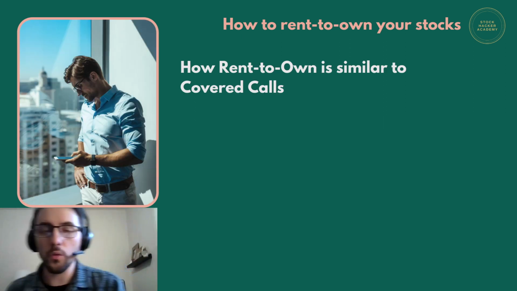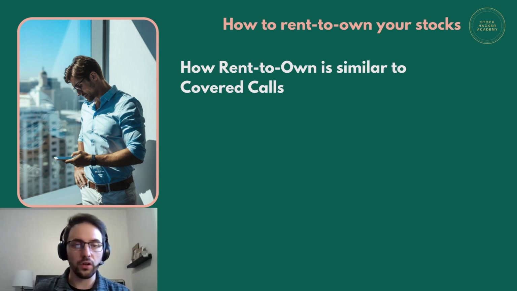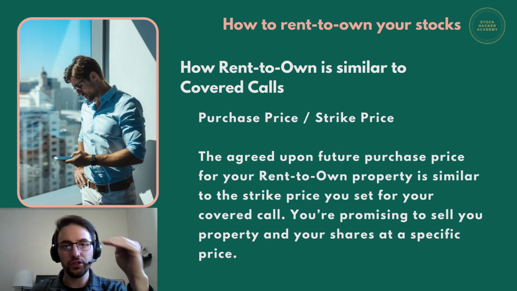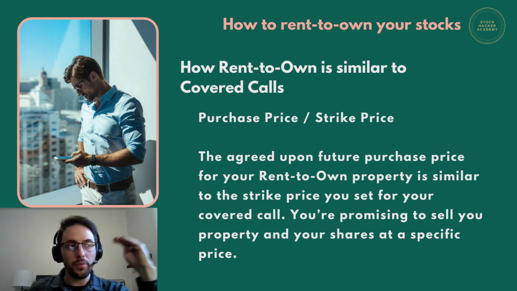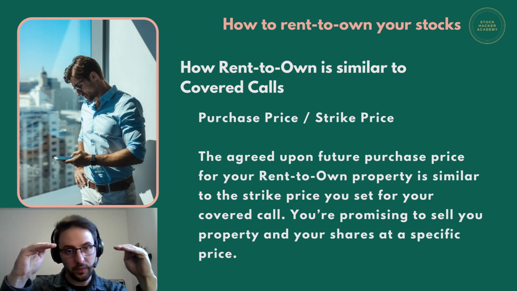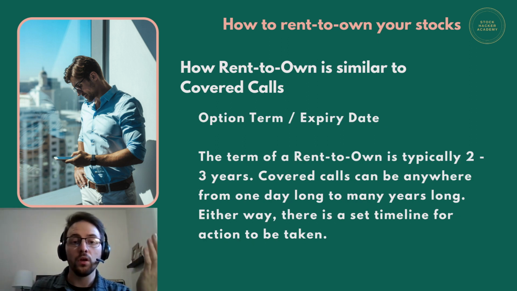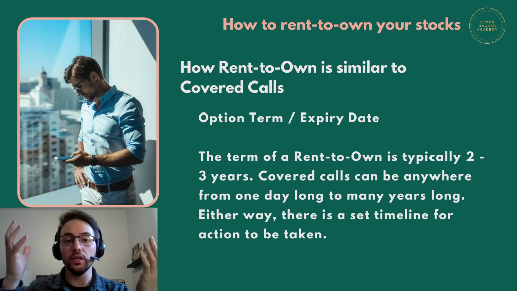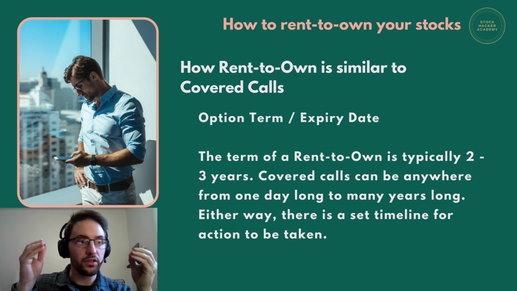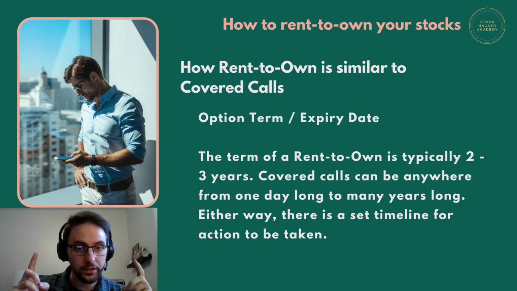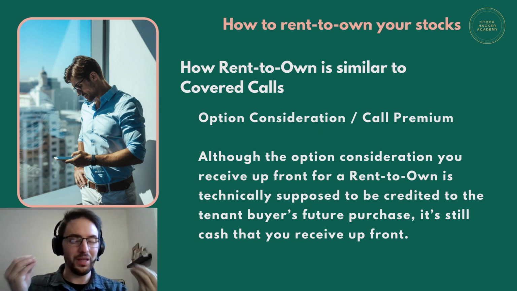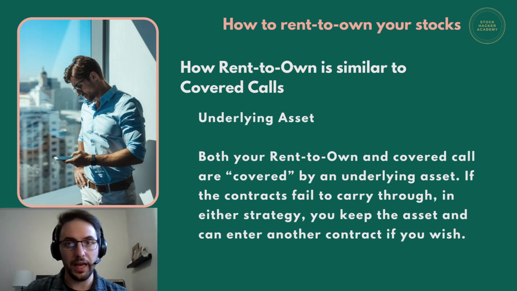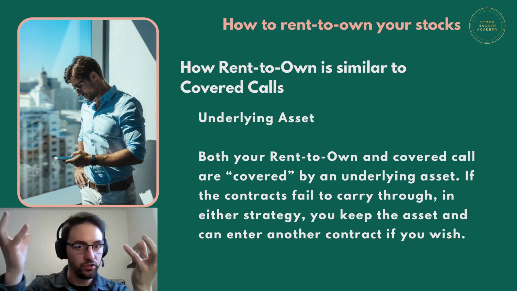So let's go piece by piece here and compare rent to own to covered calls. So you have the purchase price and the strike price, that future selling price. In the rent to own contract, you're agreeing to sell the house at a specific price by a specific date. Same thing with stocks, with covered calls. You're selling the stock at a specific price by a specific date. There's the option term, or on the covered call side, it's the expiry date. And again, there's a specific lifetime to this contract. There's the option consideration for the rent to own deal. That's the call premium. It's what's being paid up front. And there's the underlying asset, house, stocks.